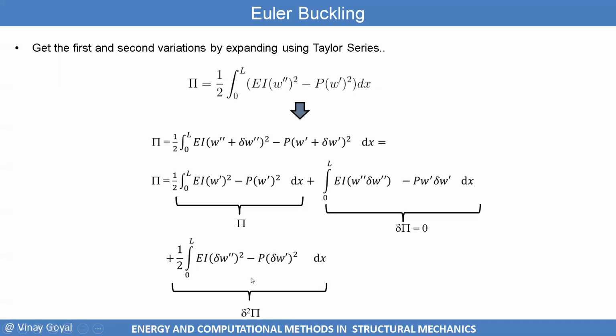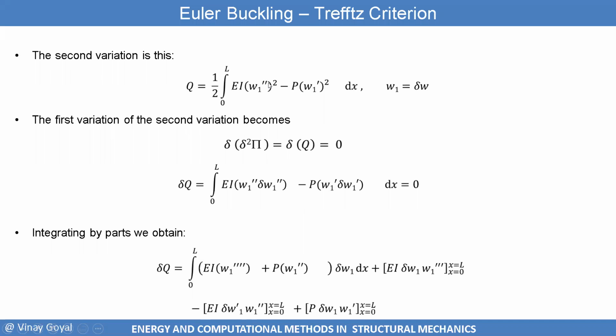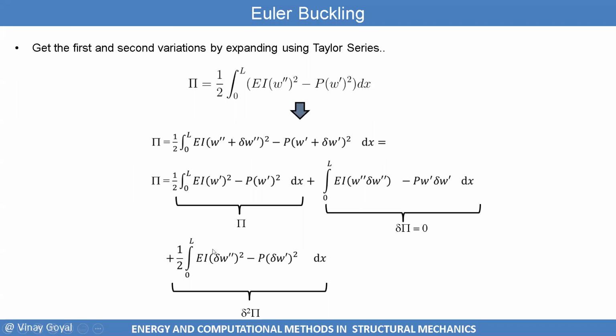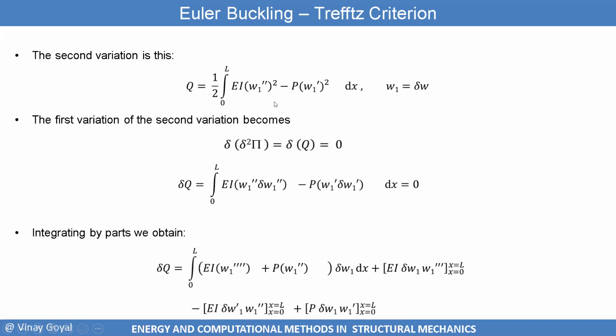So I'll call this W1 double prime and W1 prime. So I've done that, W double prime, and W1 prime. And I call the whole thing Q. So I'm calling this whole thing Q. Okay? So I call that Q. And the first variation of the second version of pi is easier to see because it's the first variation of Q, really. And when I do that, I find this calculation.